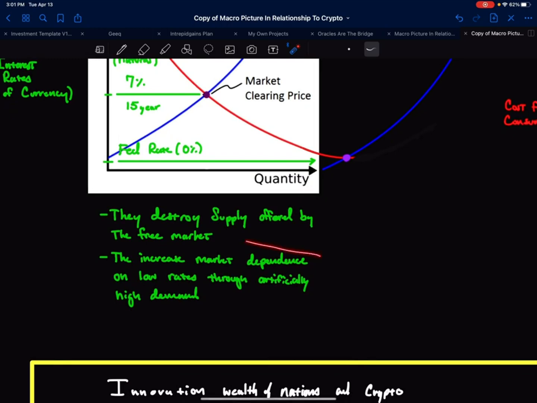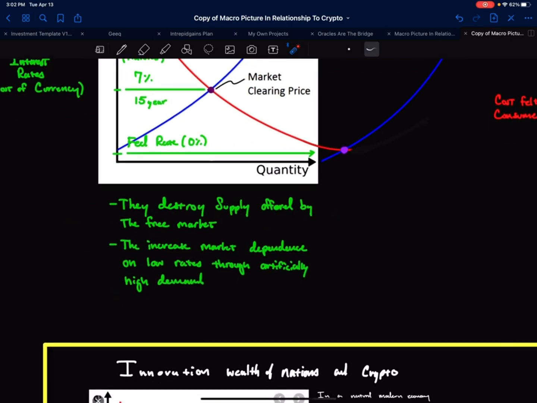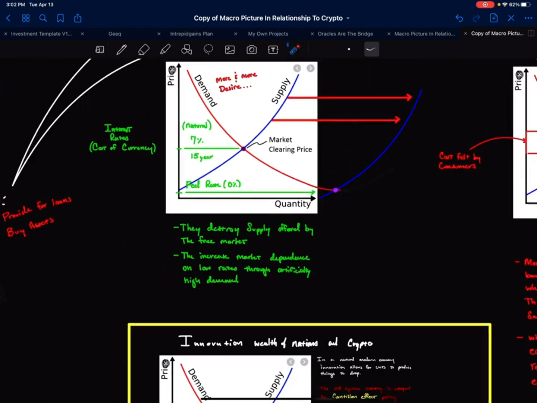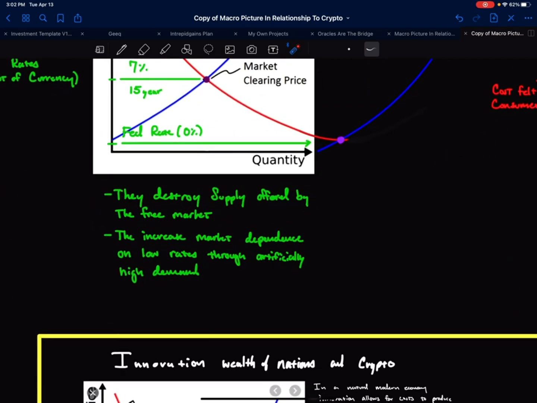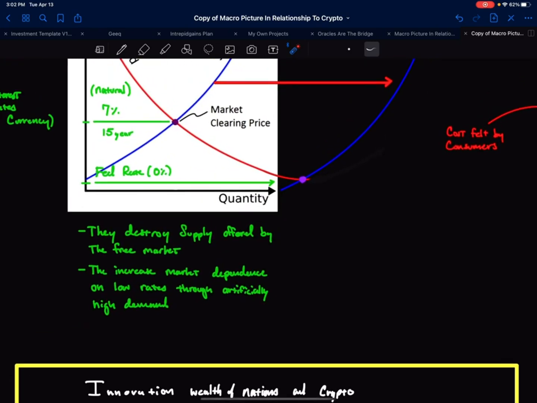So what they do is they destroy the supply offered by the free market. There's no one in their right mind who's giving out loans at 0% except for the Fed. So no one wants to save. So they have to find yield somewhere else. But what they also do is create market dependence on low rates through artificially high levels of demand. So this is not only a quantity, but there's also a bunch of businesses that this whole big gap right here in quantity is a bunch of businesses that would not have taken this.